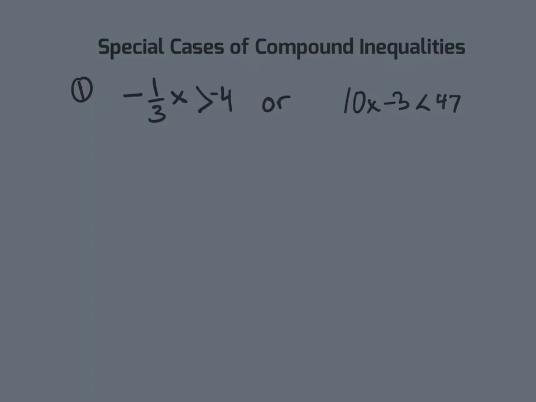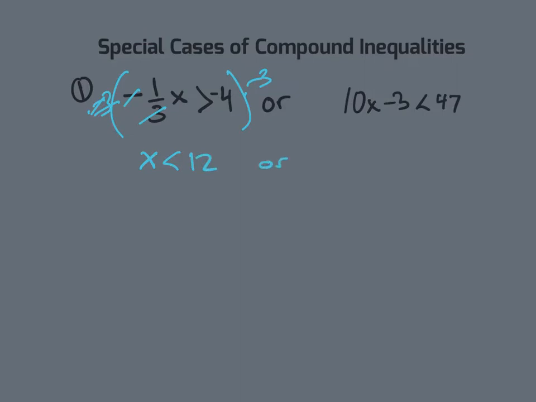I've got negative 1/3 x is greater than negative 4, so to solve that one, I'm going to multiply by negative 3 on both sides. The goal there is I'm going to cancel the 3's out and also the negatives. So I get x is less than, I have to switch the sign, positive 12. I multiplied by a negative, so I have to switch the sign.